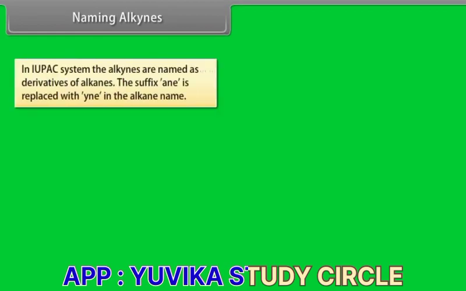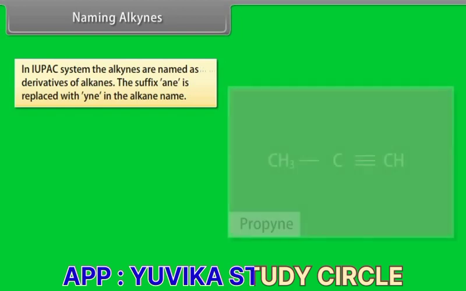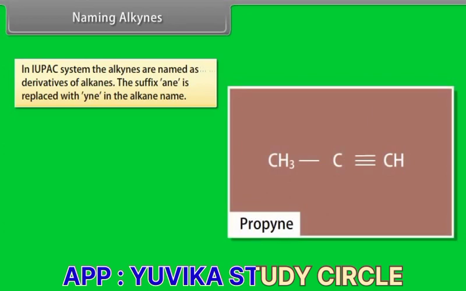Naming alkynes. In the IUPAC system, the alkynes are named as derivatives of alkanes. The suffix -ane is replaced with -yne in the alkane name. For example, the given compound has 3 carbon atoms and hence the root name is propane. If the suffix -ane is replaced with -yne, we will get the IUPAC name of the compound as propyne.